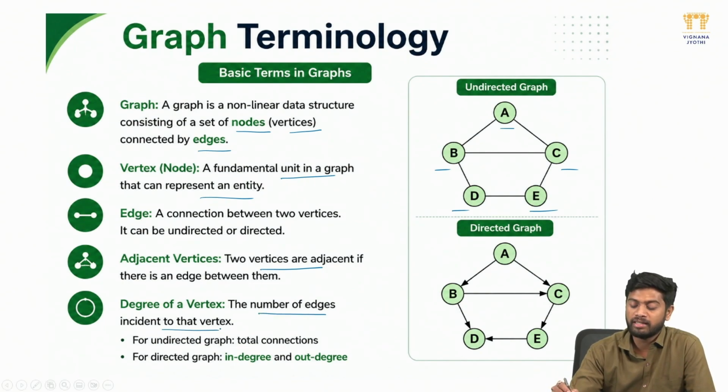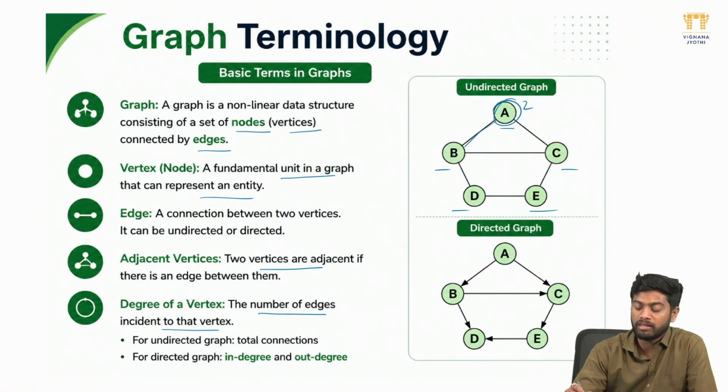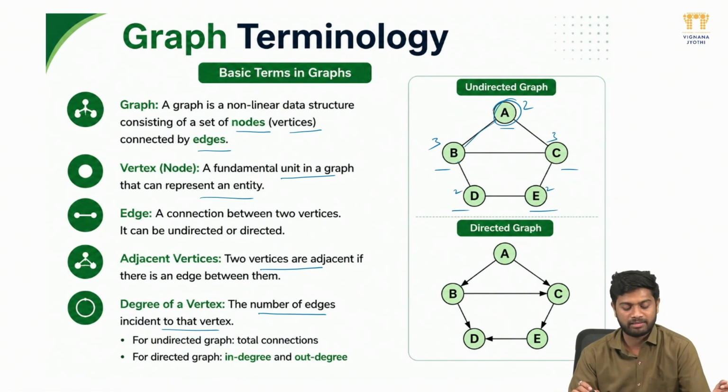Suppose you want to find the degree of this A: how many edges are incoming as well as outgoing. If it is an undirected graph, we can say the degree of vertex A is 2. If you want to find the degree of the node B, the degree is 3, because from D we are having an edge to B, from A we are having an edge to B, and from C we are having an edge to B. Like this 3, like this 2, like this 2. These all represent the degree of the particular vertices.